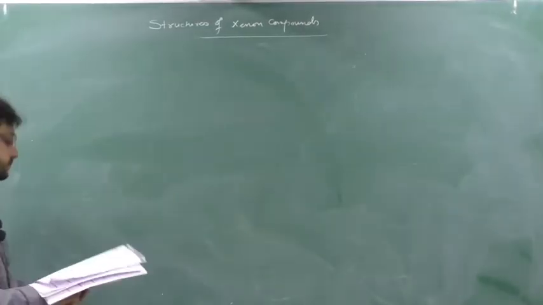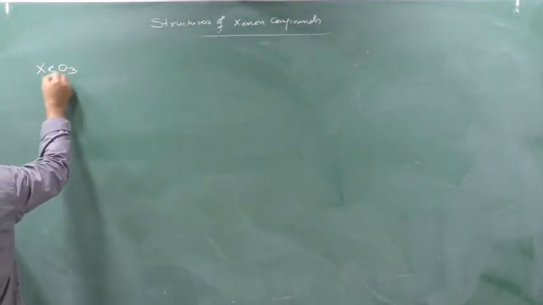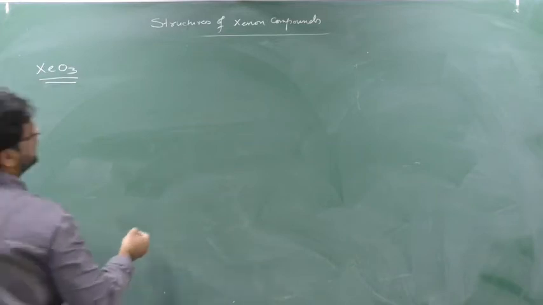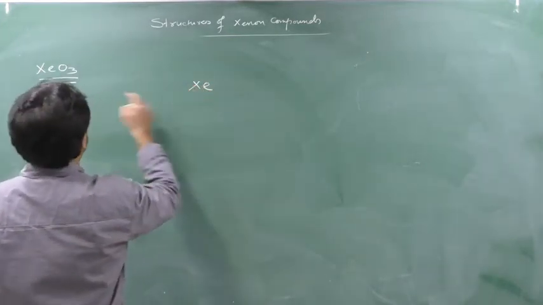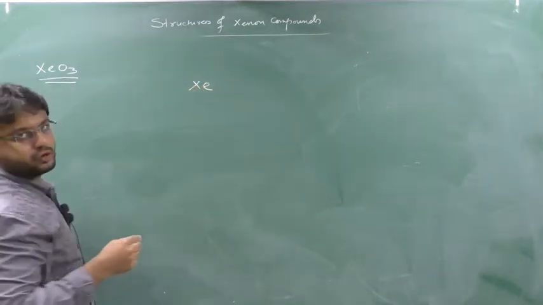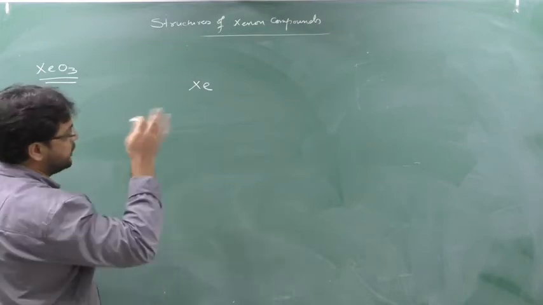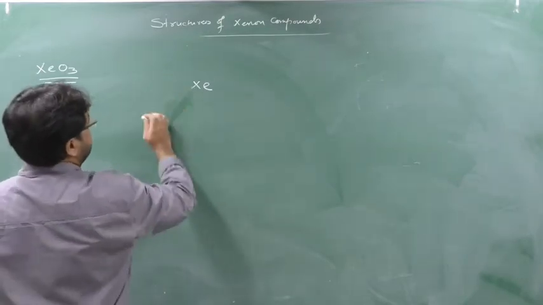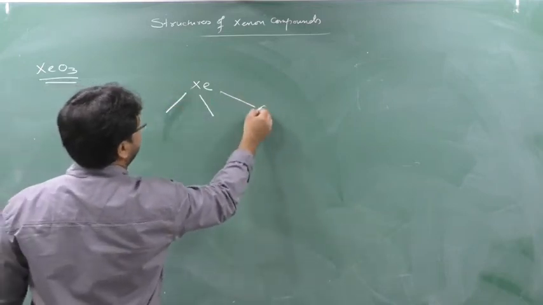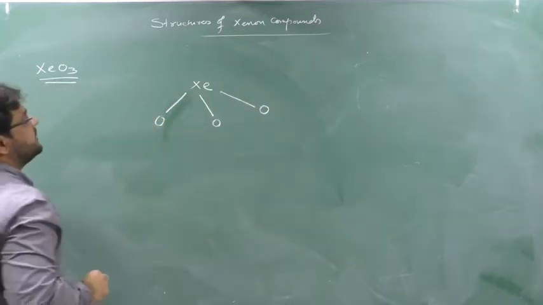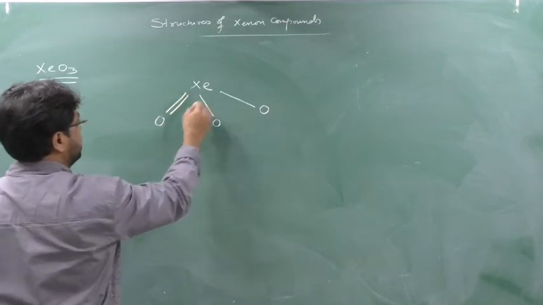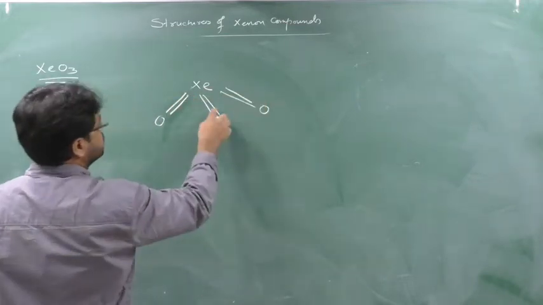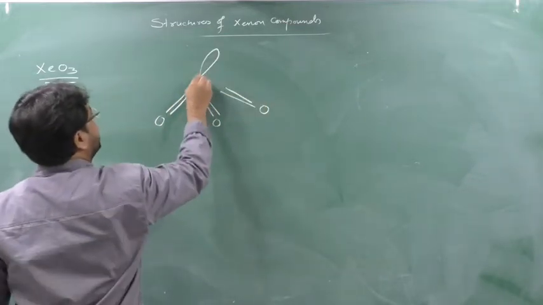So see here, next I will go with XeO3. How to remember XeO3? It's very simple. As you know, Xe has 8 electrons in the outermost orbit, so directly remember the structures. Xe will first make 3 sigma bonds with O. But as you know, oxygen's minimum bonding requirement is a double bond. So here one double bond, here one double bond, here one double bond. So 2, 4, 6 and one lone pair.